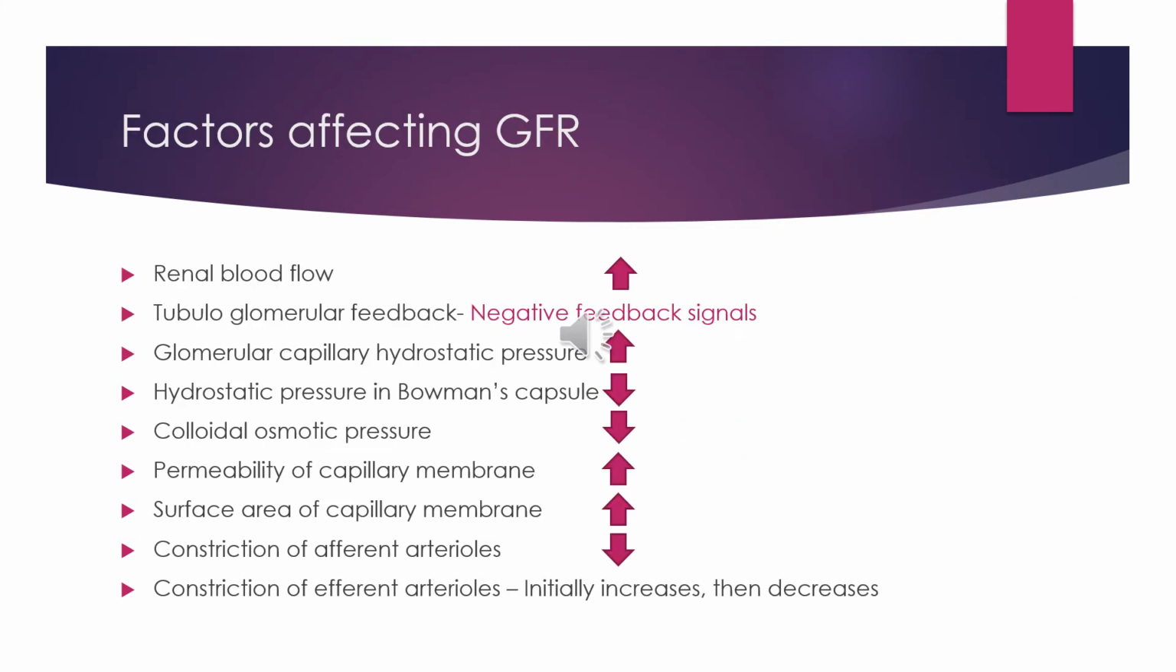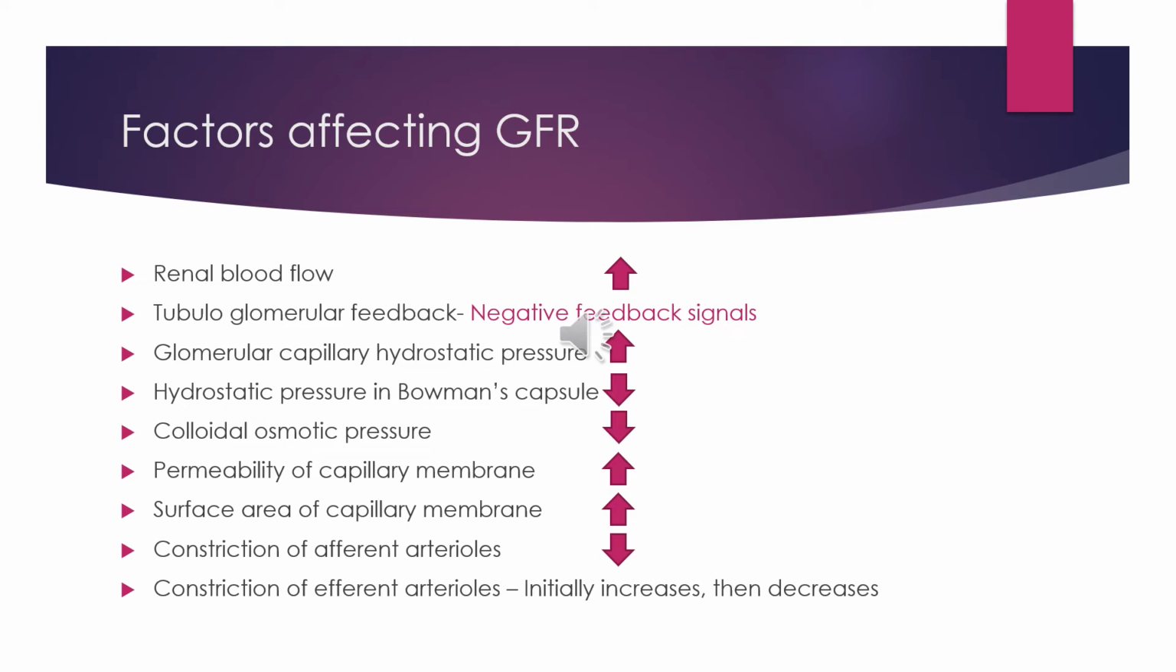There are many factors which affect the glomerular filtration rate. Let's consider them one by one. First is the renal blood flow. We know that as the blood flow to the kidneys increases, the glomerular filtration rate also increases. So GFR is directly proportional to renal blood flow. The blood supply to both kidneys is about 1300 milliliters per minute.